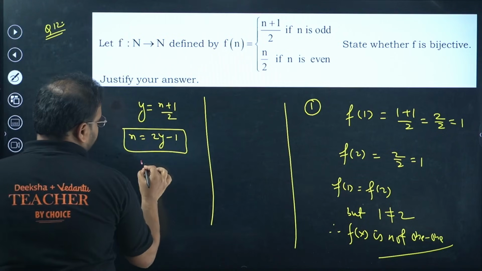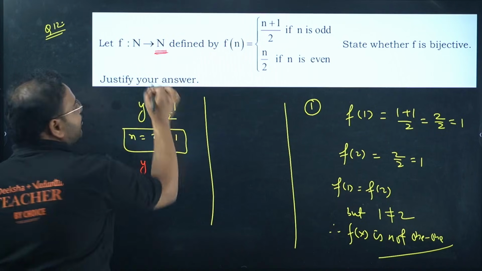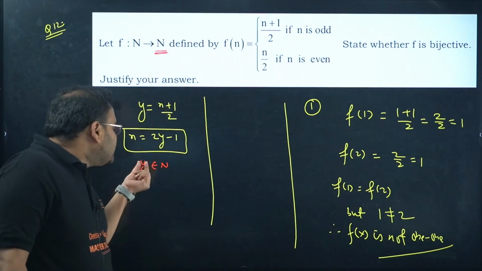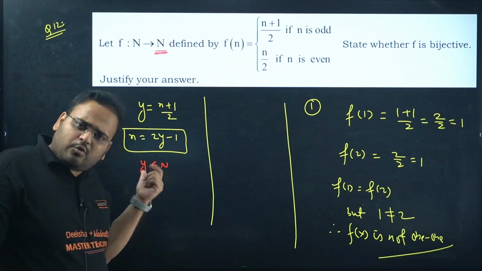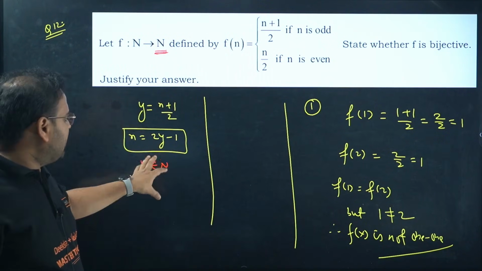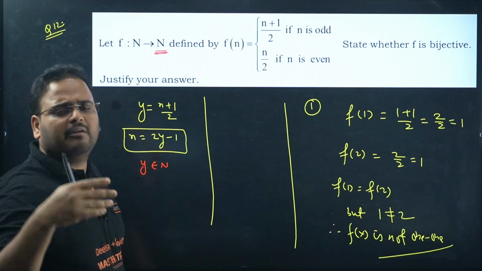If I take y belonging to any natural number, how come, sir? Because they mentioned that the codomain is all natural numbers. It means the values of y will be from where? From the codomain only, no? So for any natural number y, what will happen? 2 into natural number. Take an example, y equal to 15.